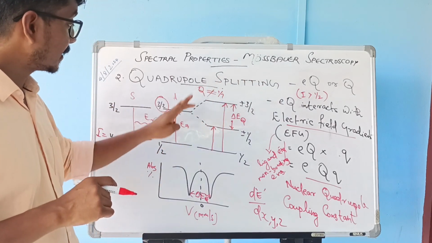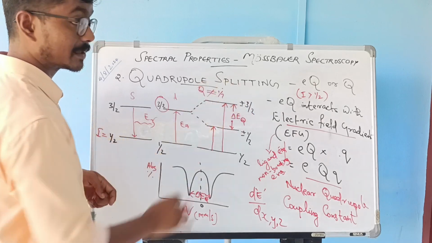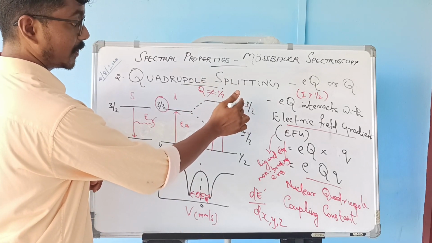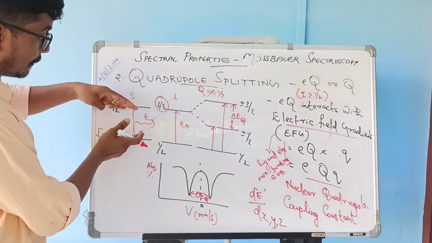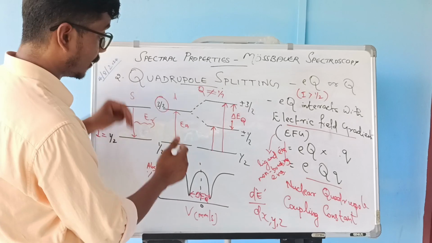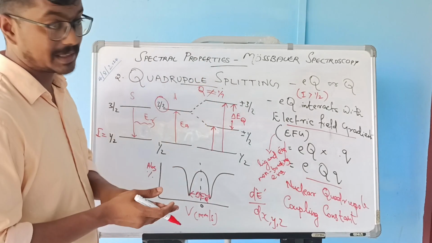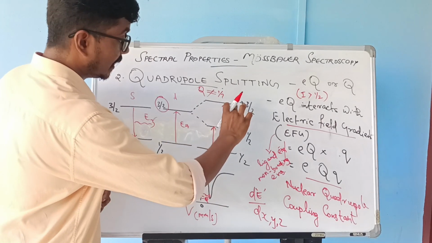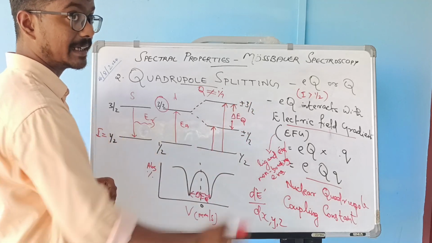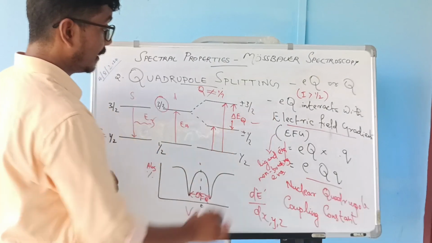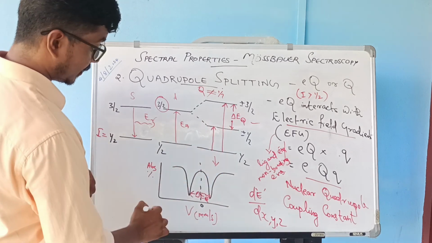So 3/2, the excited level gets split into two, plus or minus 3/2 and plus or minus 1/2. So when the source nuclei emit gamma radiation, as a result of this quadrupole splitting, the excited spin quantum number 3/2 splits into two. The difference between the two sub-energy levels is known as the quadrupole splitting energy, delta EQ, and the corresponding spectrum comes as a doublet.